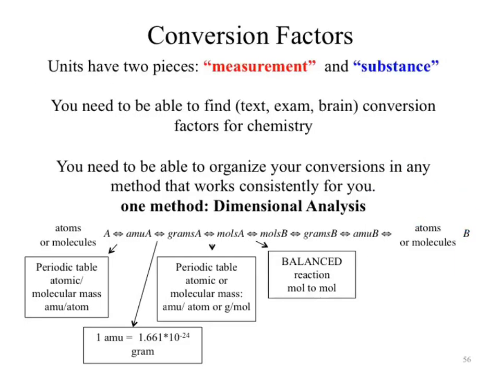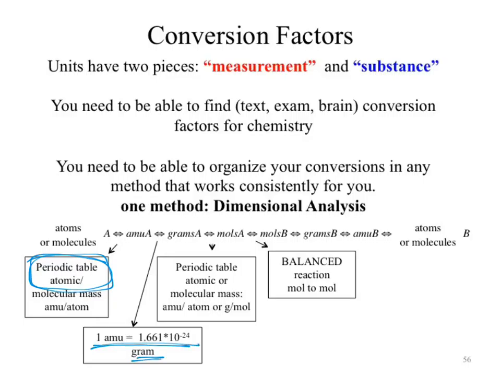So, another way to go through and look at it is putting it all into kind of a line. We can start with atoms or molecules of any species, and I can convert that to AMUs. How do I convert to AMUs? A periodic table allows me to convert. To go from AMUs to grams, how can I do that? I need a conversion factor. That conversion factor is AMUs to grams.